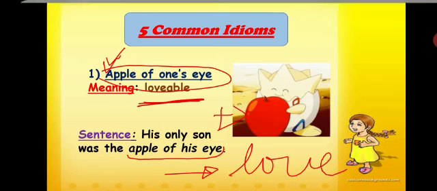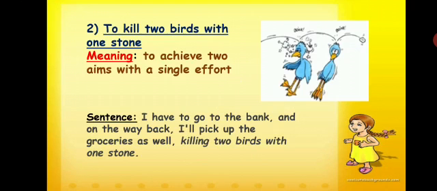Okay? Now, the next one. To kill two birds with one stone. It means it's not like you are killing two birds in a sequence or in a row with the one stone. The meaning is to achieve two aims with a single effort. Means with a single effort you will achieve two goals.